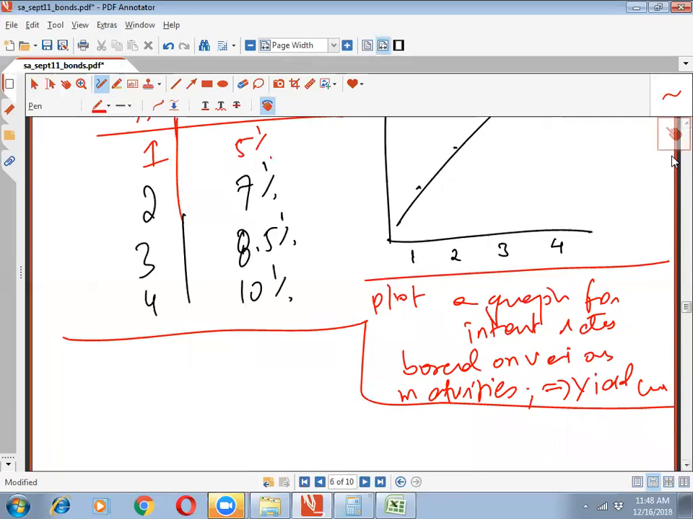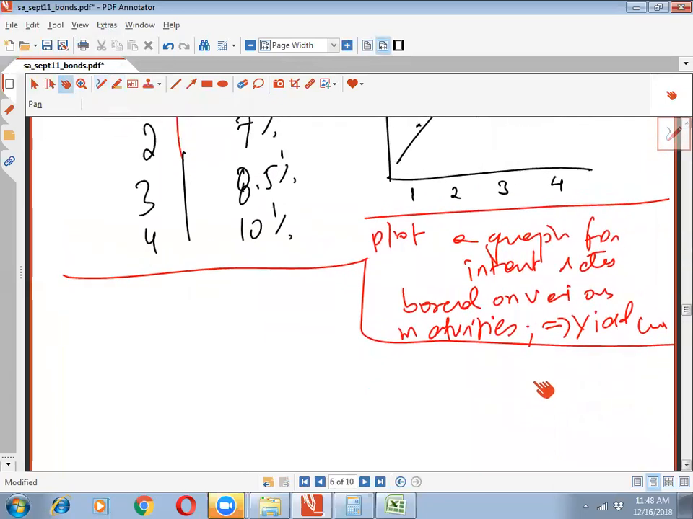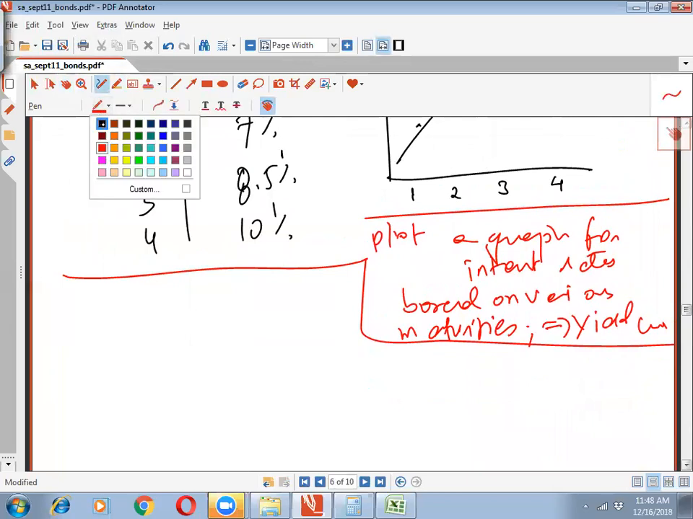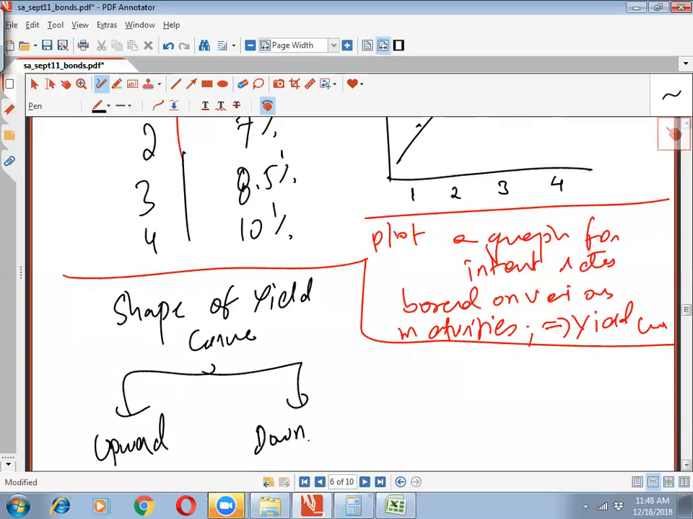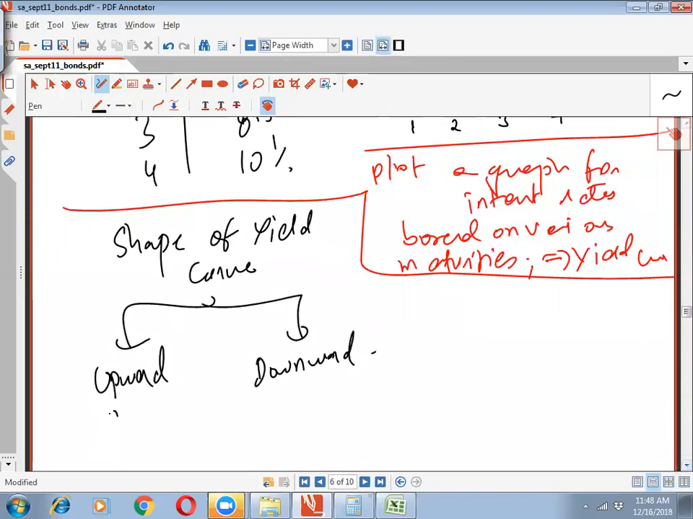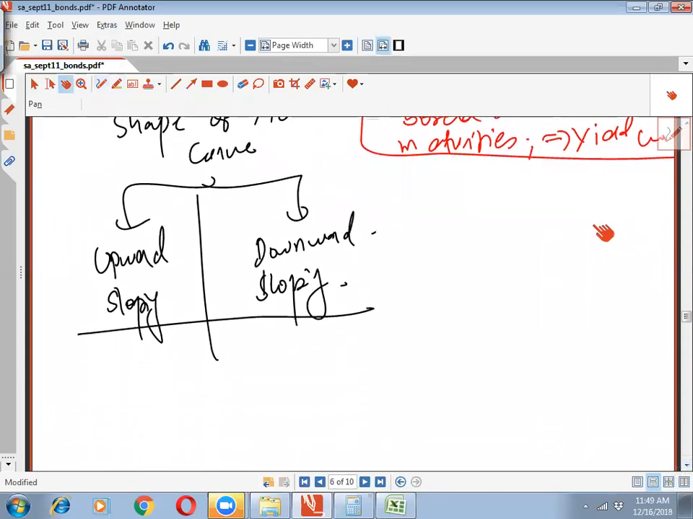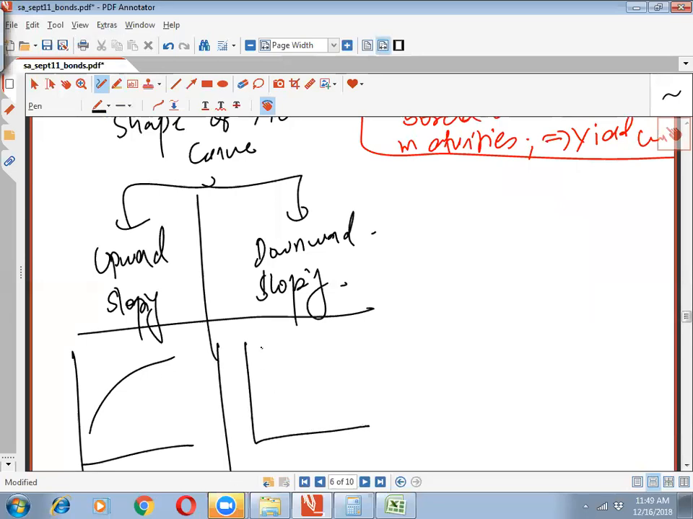Okay, now let's move forward. We have discussed this concept of yield curve. Now, when we talk about the next concept, the shape of the yield curve could be of two types. A yield curve could be upward sloping. A yield curve could be downward sloping. Now, what exactly is the difference between a yield curve being upward sloping and downward sloping? When we talk about the yield curve being upward sloping, this is how it is. When we talk about the yield curve being downward sloping, this is how it is.